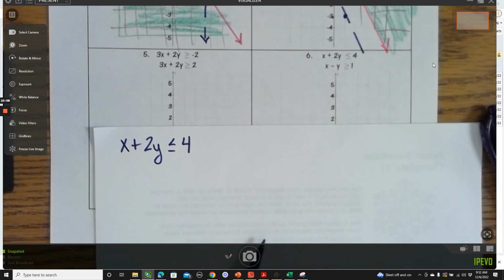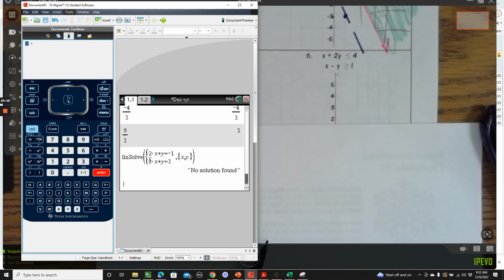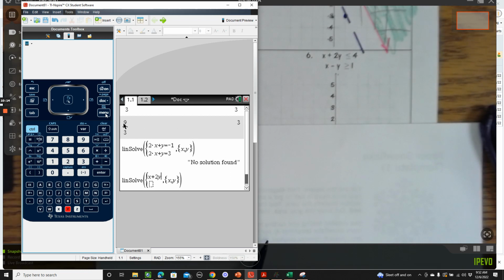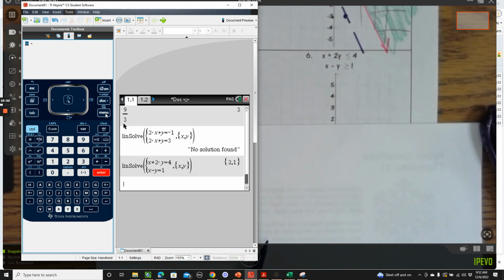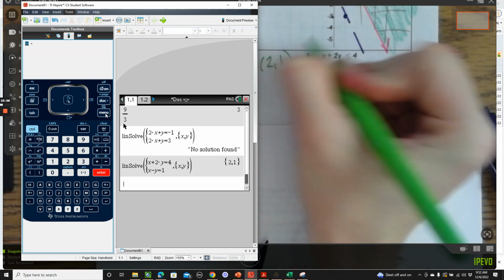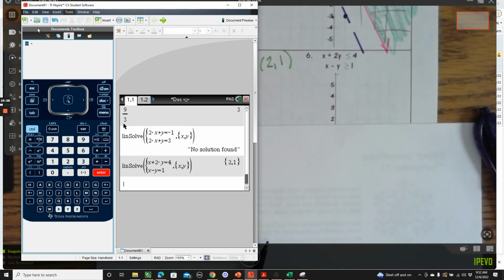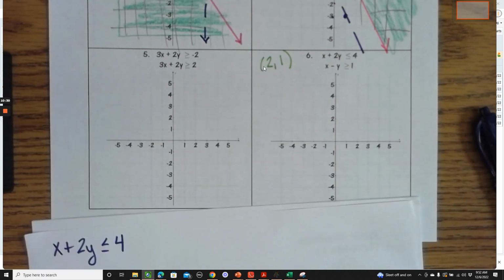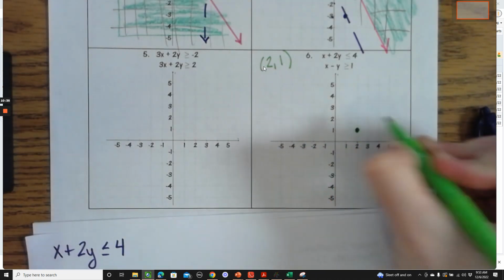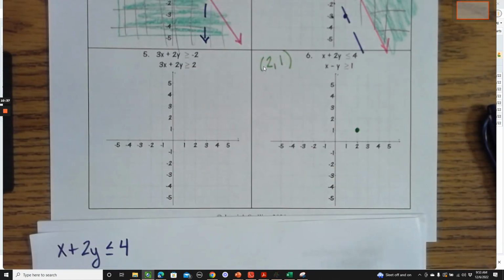Well, this one is one that I can do the menu 3-2 on. X plus 2y, remember, change it to an equals 4. X minus y equals 1. So my good point here, 2, 1. That point is going to work for both lines. So at 2, 1, I know both lines are going to go through that point.